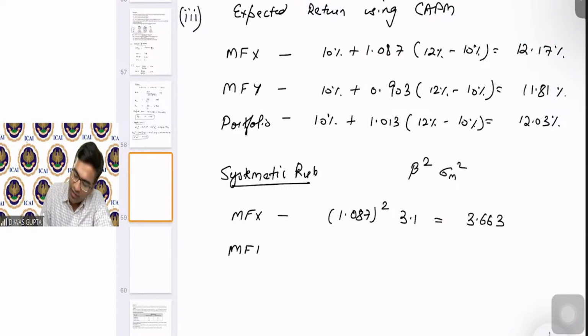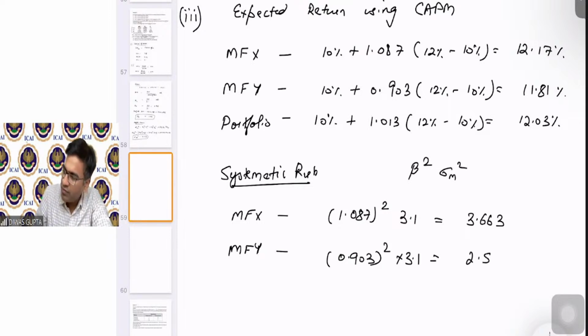Mutual fund Y. What is the beta here? 0.903 square into again 3.1. So this is 2.528. And students, please note that all these values are in variance form, not in SD form. Okay.